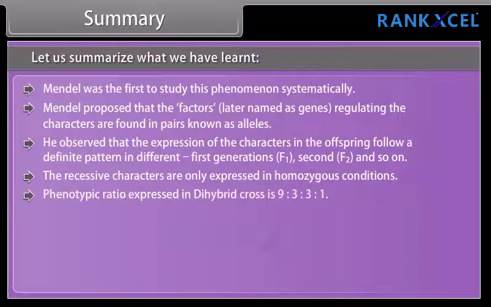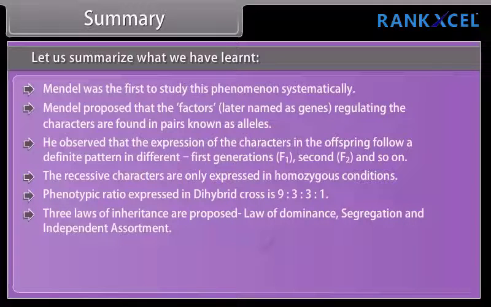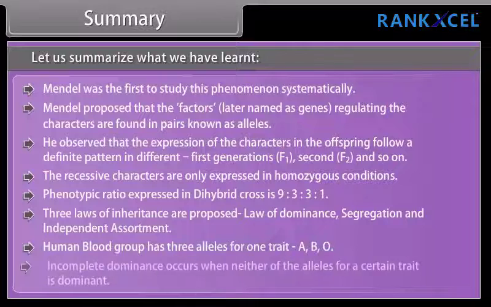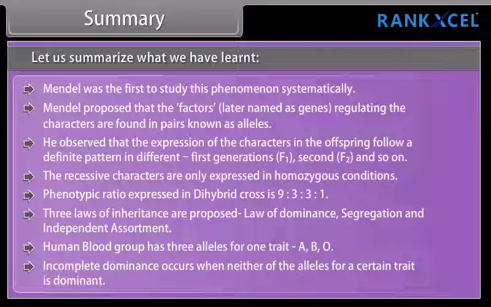Phenotypic ratio expressed in dihybrid cross is 9:3:3:1. Three laws of inheritance are proposed: law of dominance, segregation, and independent assortment. Human blood group has 3 alleles for one trait: A, B, O. Incomplete dominance occurs when neither of the alleles for a certain trait is dominant.